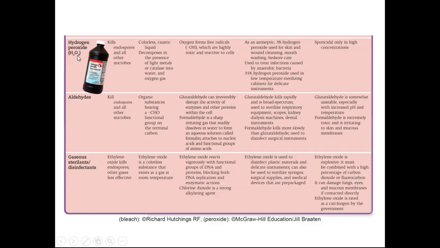If we look at hydrogen peroxide, it is going to kill bacterial endospores in all microbes, and it's sporicidal only in high concentrations. Our hydrogen peroxide is also going to be available in a 35% concentration. At the store, when you buy that stuff on the shelf, like we have pictured in this bottle, that's a 3% concentration. The 35% concentration hydrogen peroxide is scary.